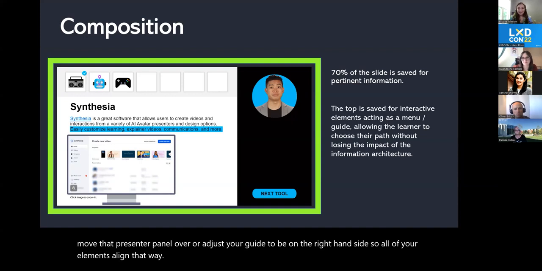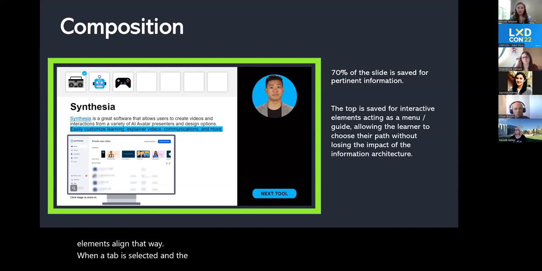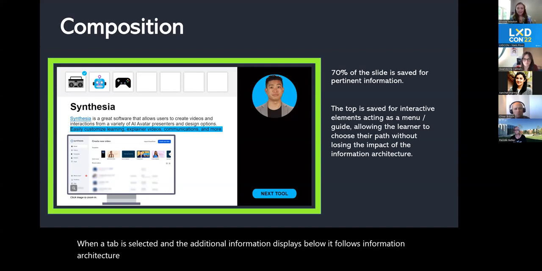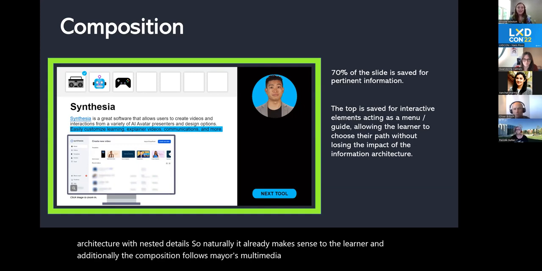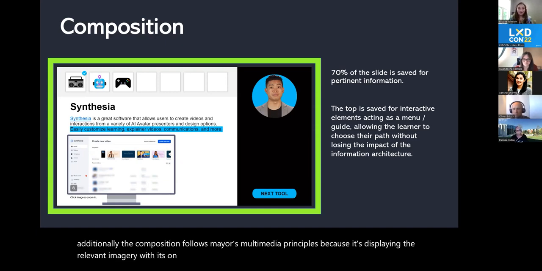When a tab is selected and the additional information displays below it, it follows information architecture with nested details. So naturally, it already makes sense to the learner. And additionally, the composition follows Mayer's multimedia principles because it's displaying the relevant imagery with its on-screen text, with its verbal description. So we can check mark that for our adult learning theory application.